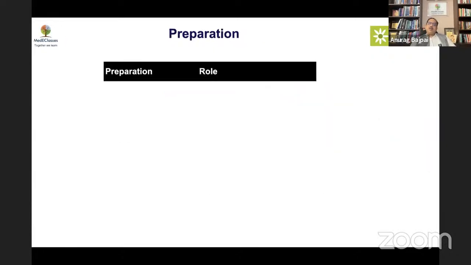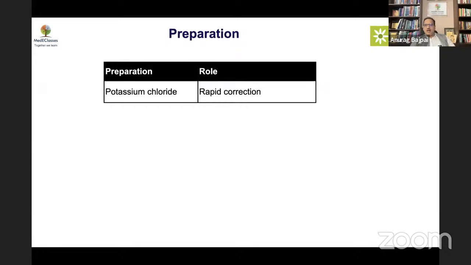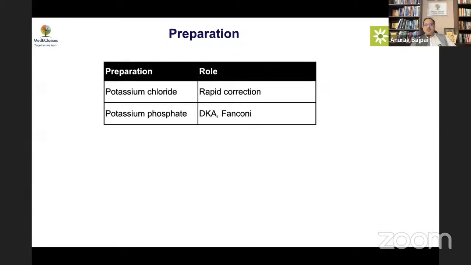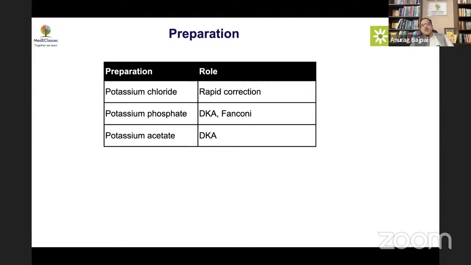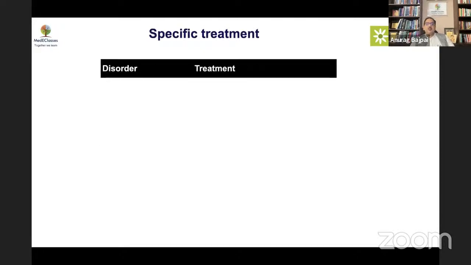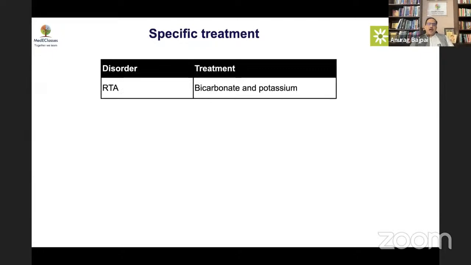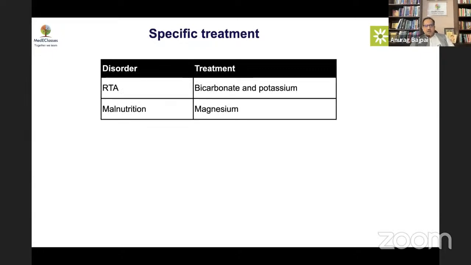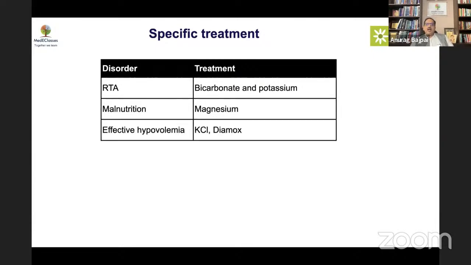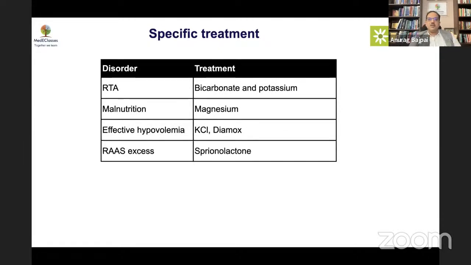The preparations include potassium chloride, which provides a rapid correction. Potassium phosphate is particularly beneficial in Fanconi syndrome and diabetic ketoacidosis, and potassium acetate, especially in DKA, to avoid hyperchloremic metabolic acidosis. For RTA, you have got the potassium citrate, which is quite used. Specifically, if you have RTA, you can use bicarbonate and potassium. For malnutrition, magnesium becomes important because that's an important cause here. And if there is an effective hypovolemia, give acetazolamide and potassium chloride, which will be of effect.